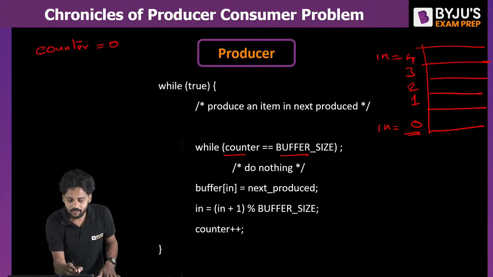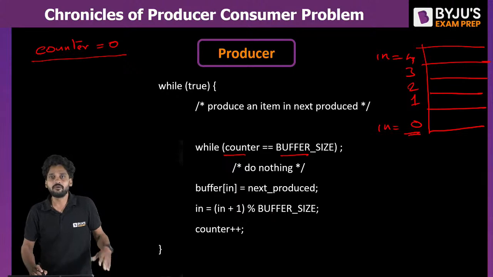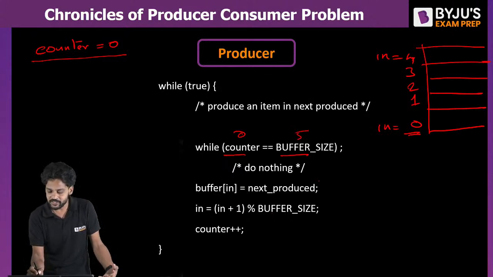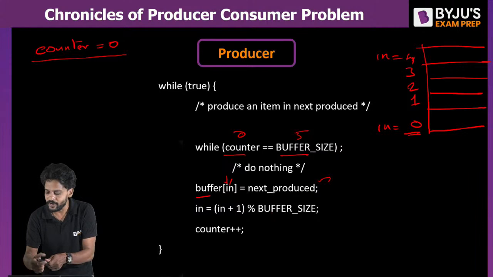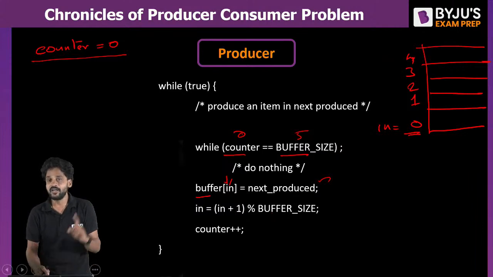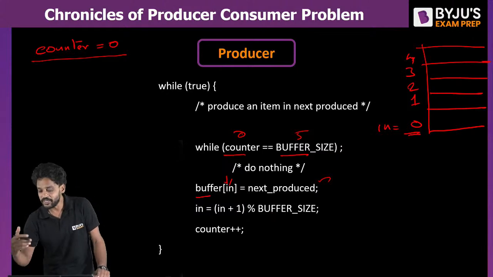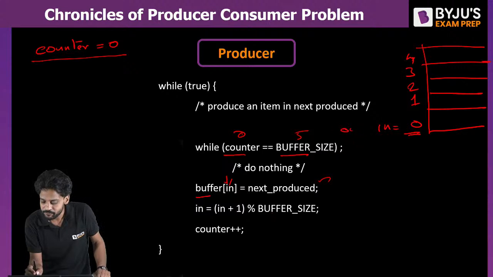Let us understand, counter is equal to 0. Obviously the condition fails. Counter is equal to 0, buffer size is equal to 5. As the condition fails, the producer will be able to produce the next element at the location in the buffer where in is pointing. In is pointing at 0. In and out, mind you, are the logical pointers to the locations of the buffer. Initially, both in and out are equal to 0, needless to say.